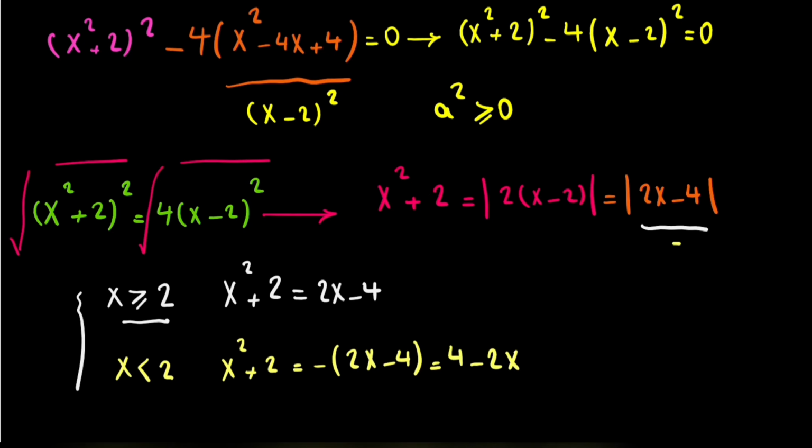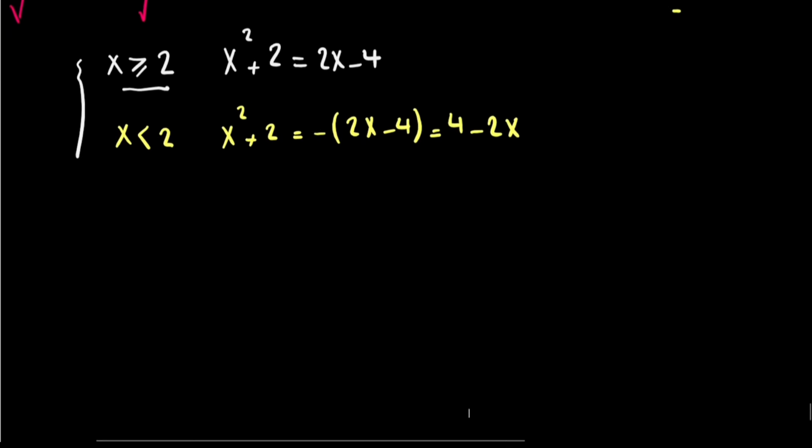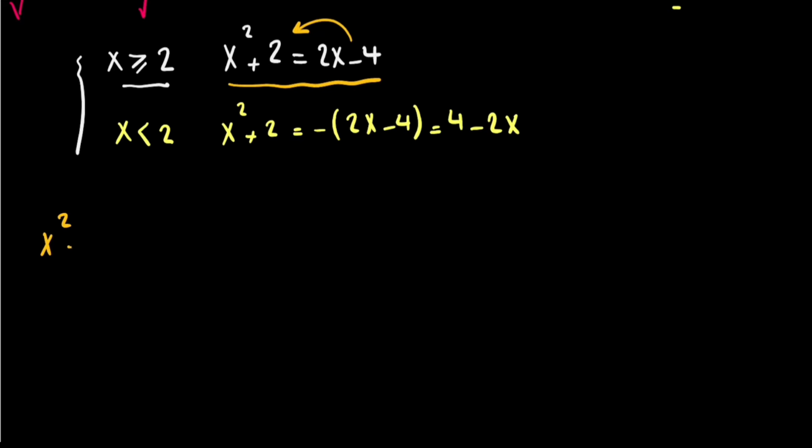That's easier to use. So I want to talk about the first one, the white one. Let's find x. I bring 2x minus 4 to the left, so x squared minus 2x plus 6 will equal 0. But if you look at this equation, it doesn't have any roots. Why? Because b squared minus 4ac is less than 0.